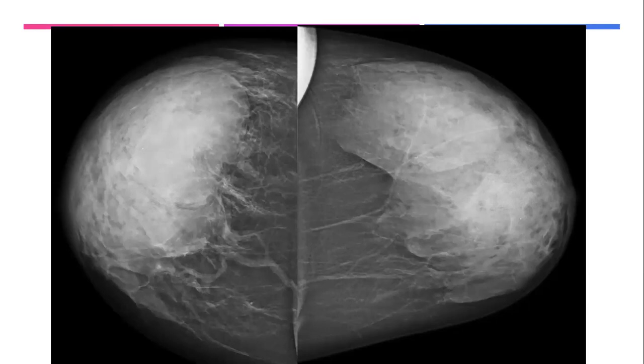Yes, there is added density or asymmetry, but also there is architectural distortion involving the posterior aspect. Yes, there is a mass. There is a circumscribed, partially obscured mass, and the outer margin is indistinct. I agree with you, there is some subtle distortion. So there are indeterminate findings. What is next? Compression, or ultrasound.